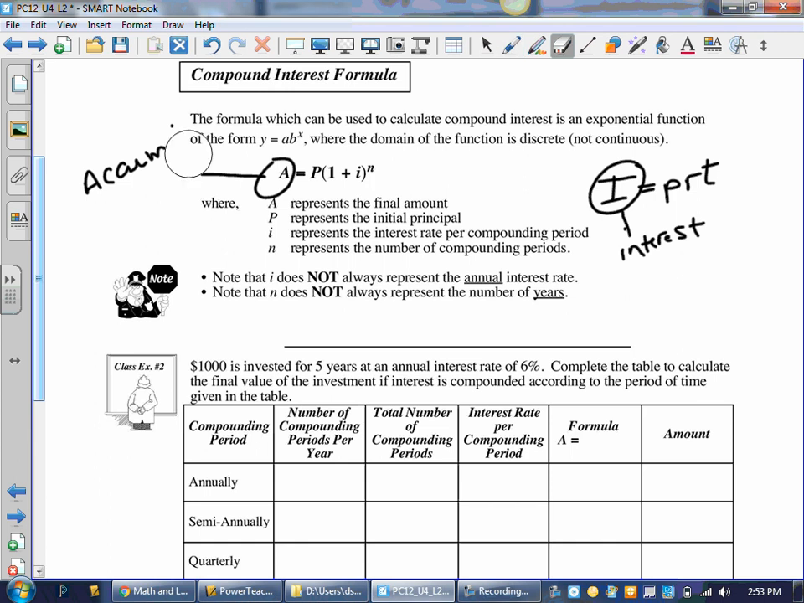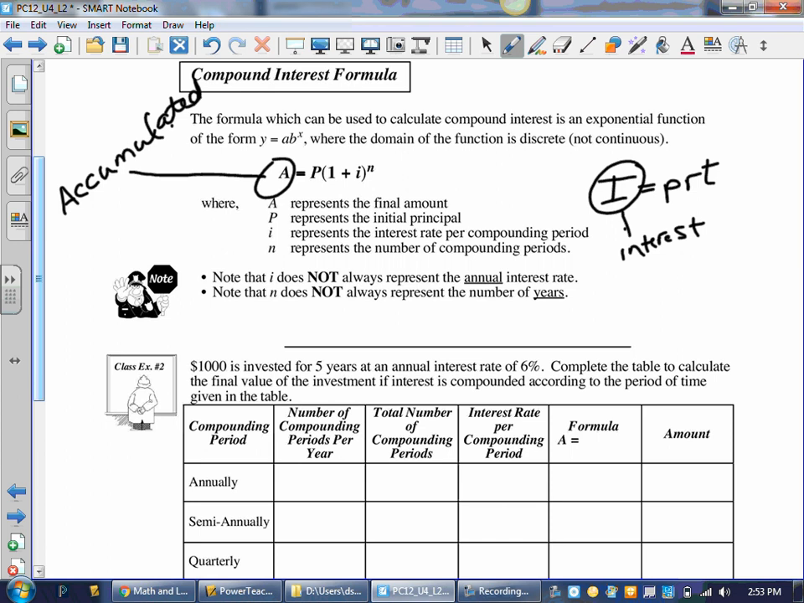How do we spell that? That's your final amount. If you want to know how much it's actually worth, that's what the A gives you. Okay, so if I actually want to know the interest in the compound formula, I'll have to do some subtraction when I'm done. So that's the major difference here.